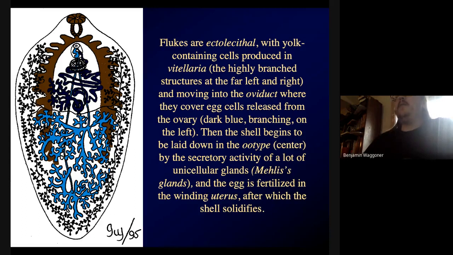Leading away from that round ootype, you can see the rather windy uterus. That's where the eggs are fertilized and the shell solidifies. Now, these are capable of self-fertilization, but if there are two of them in the same sheep bile duct, they'll just pair up and put papilla together with papilla, and each can fertilize the other's eggs. And then the eggs ultimately pass out of the genital papilla, out the bile duct, and through the intestine, and out in the feces of the sheep.